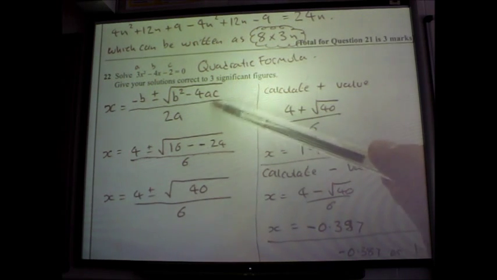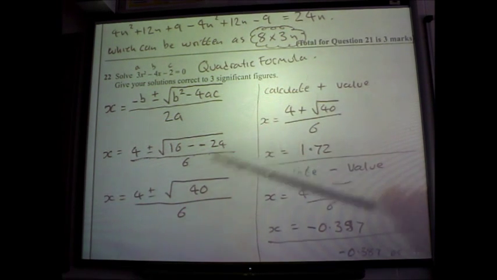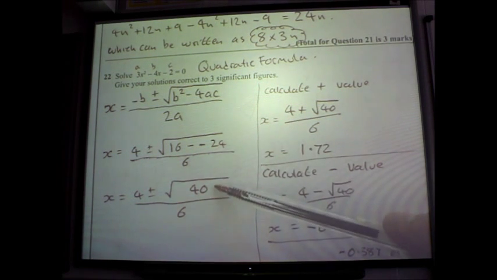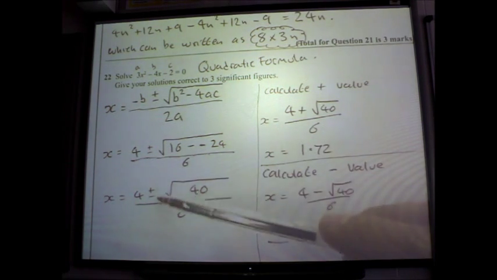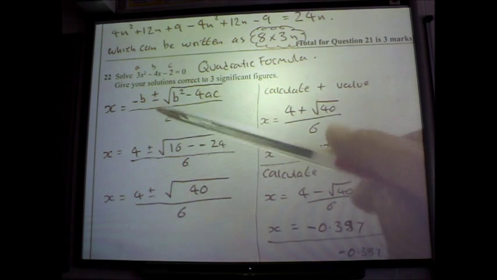So there's your quadratic formula. Put your numbers in. Obviously 16 take away 24 is a double negative, so that's why it turns to 40. See how I'm keeping the plus and the minus here? Plus and the minus, because we're going to sort that out later.